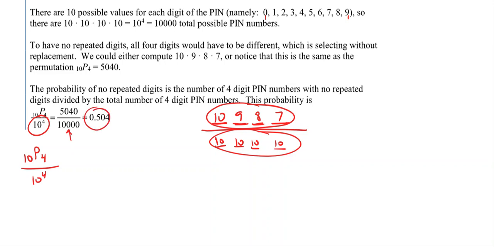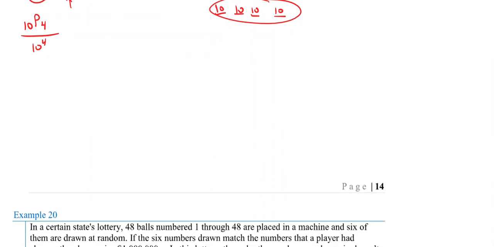0.504. And remember that that could be written as a percentage. You just multiply by 100 or move the decimal 2 times over. That would be 50.4%. Okay, moving on.